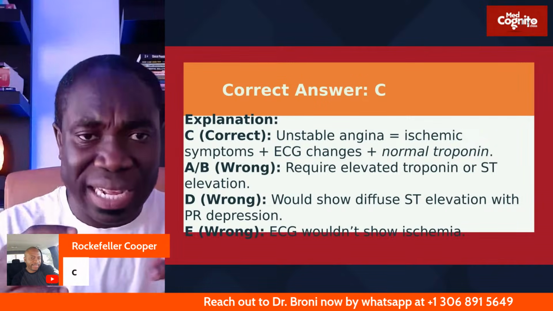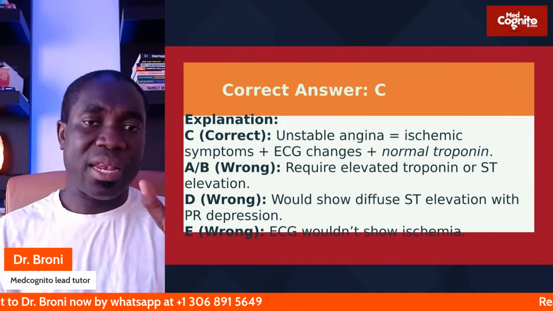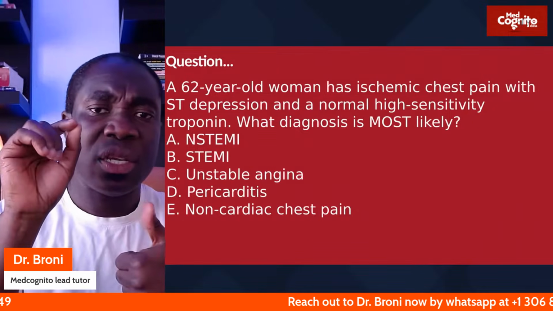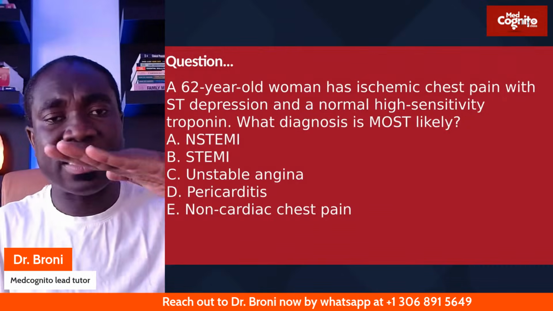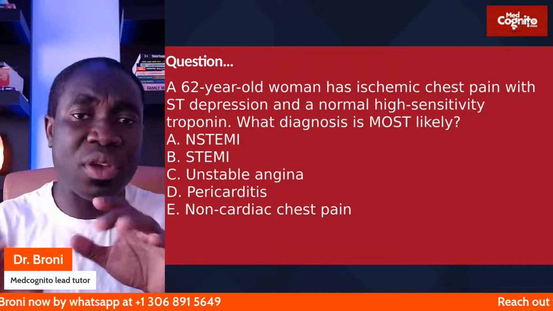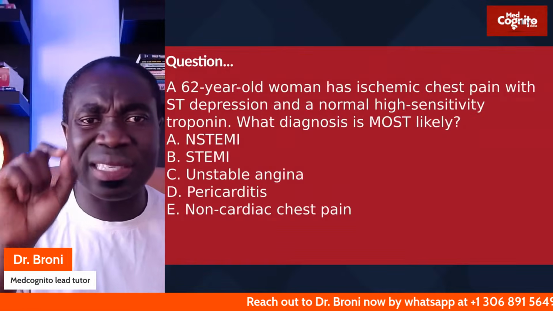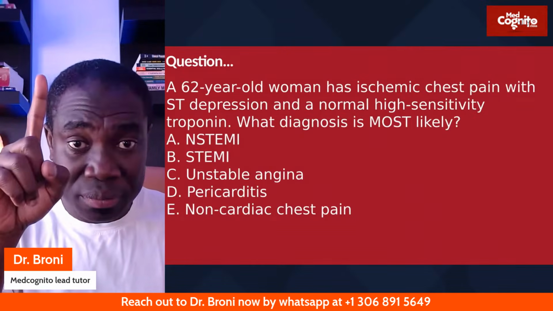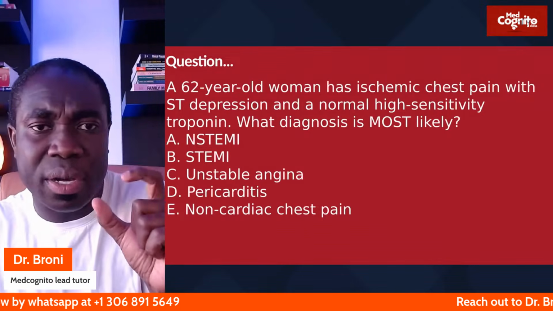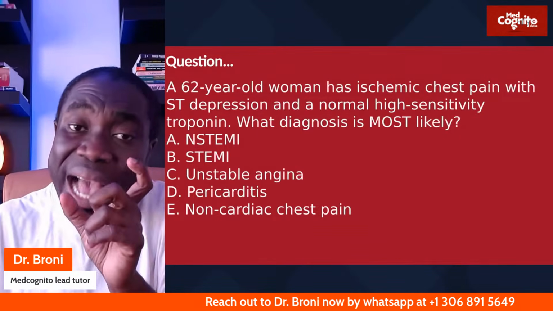Remember that when we started the class, I said that the way we look at unstable angina has changed a bit now. Let's go back to this case. Why is it unstable angina? Number one, the patient has chest pain. Unstable angina, STEMI and NSTEMI all have chest pain, right? Number two, there's ST depression. Therefore, it cannot be STEMI, because STEMI is ST elevation. But number three, the high sensitivity troponin is normal. Meanwhile, in NSTEMI, the high sensitivity troponin is abnormal.